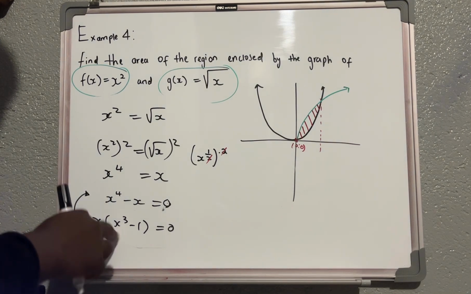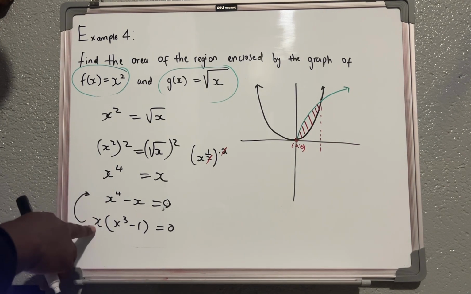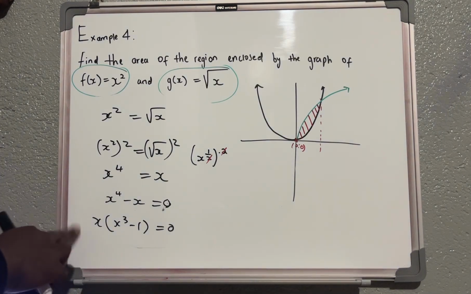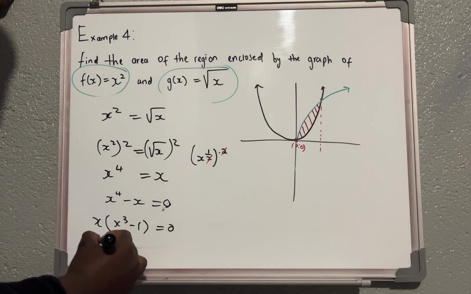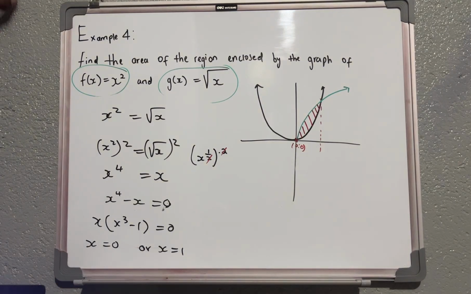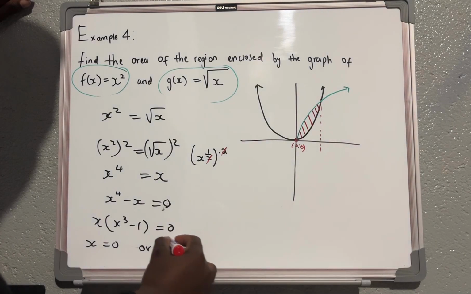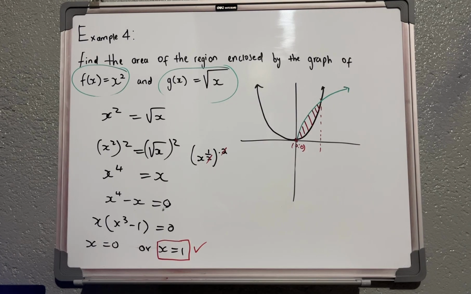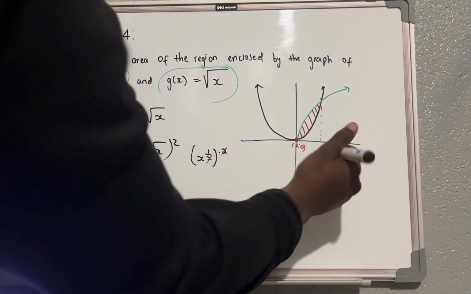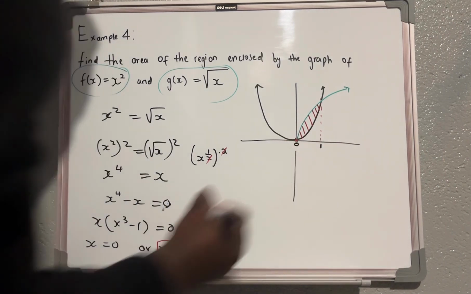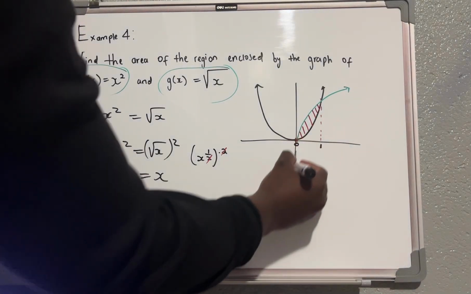So if I multiply by this, I'm going to get x to the exponent 4. Multiply by this, I'm going to get minus x. So now you can say your x would be equal to 0, or your x would be equal to 1. So x equal to 1 is the value that we are looking for. So here it means we do have 1. You see, so it means you're going to be working from 0 to 1.